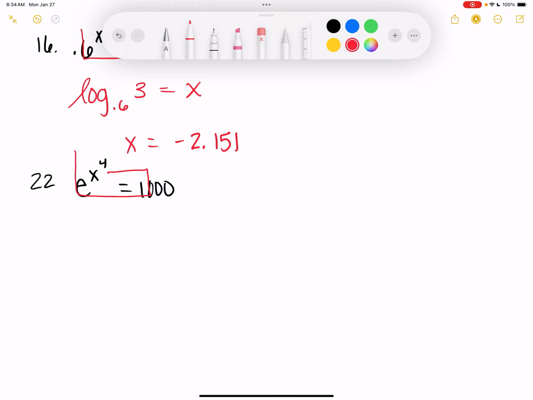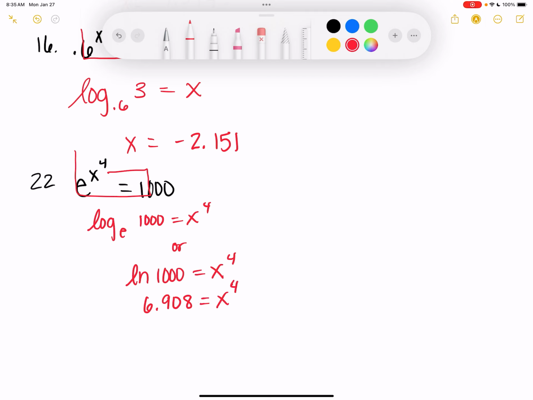ln. Yep, ln. So you can either write it as log base e of 1,000 equals x to the 4th, or the way that I would write it is the ln of 1,000, because ln is just log base e, equals x to the 4th. I would find out what the ln of 1,000 is, which is 6.908, and it keeps going.